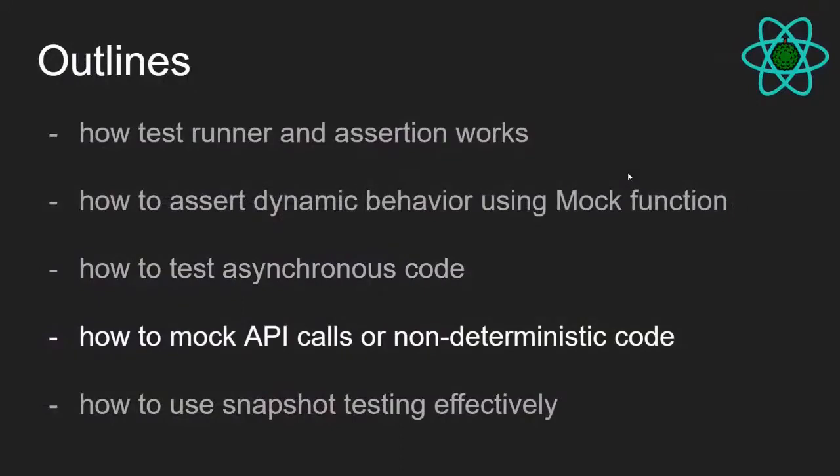So the next one, how to mock API calls or non-deterministic code. Many times when you have code, we will make API calls, or maybe we have some random function that will give a random string. How do we mock out those cases? Because if you try to test this code, the result will not be reliable. For example, you make an API call, you need to make sure your API is always ready when you run the test, and you need to make sure the network is very smooth. If you have network issues, then your test will fail.